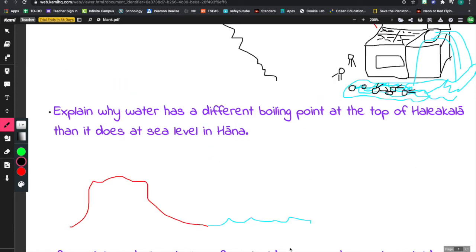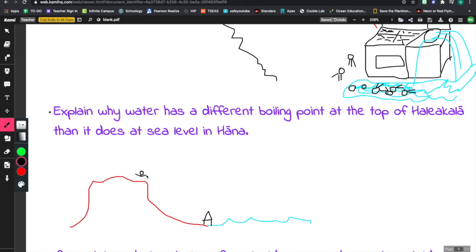Okay, next up, this one was from section 3.2. Explain why water has a different boiling point at the top of Haleakala than it does at sea level in Hana. So there's lots to go into this question, but the main thing that I want you to take from it is that, hey, we're at sea level here in Hana, like we are down here, here's our Hales, right? We're at sea level, and then up at the crater where we're all freezing our butts off, a lot of you said, yeah, it's cold.